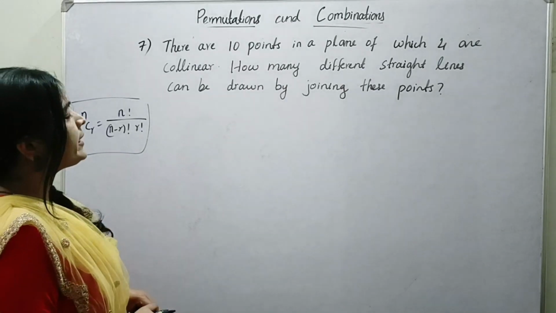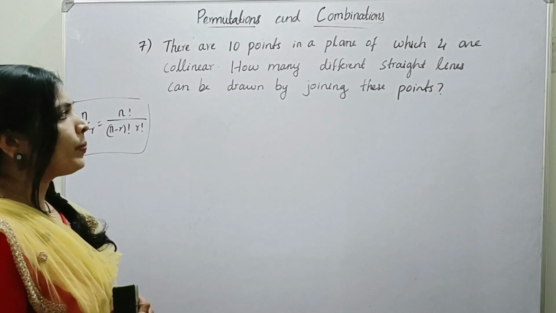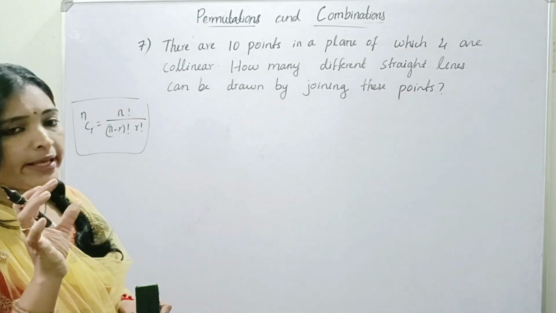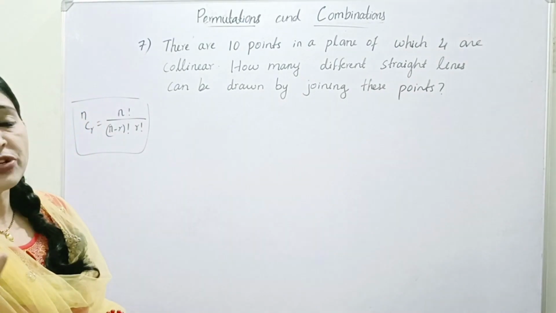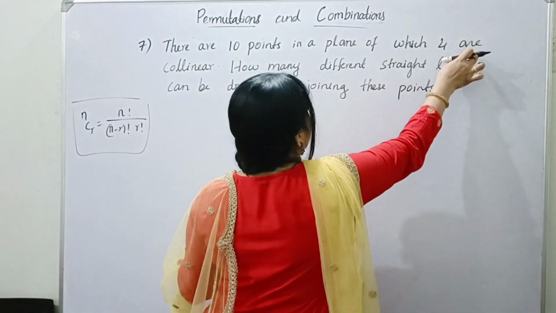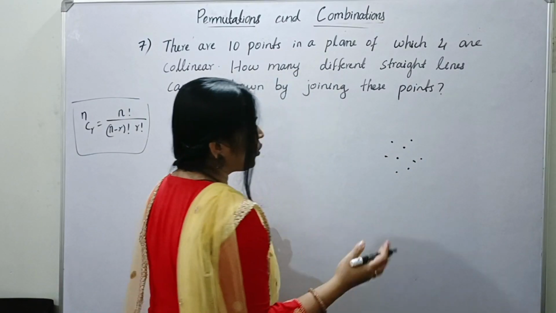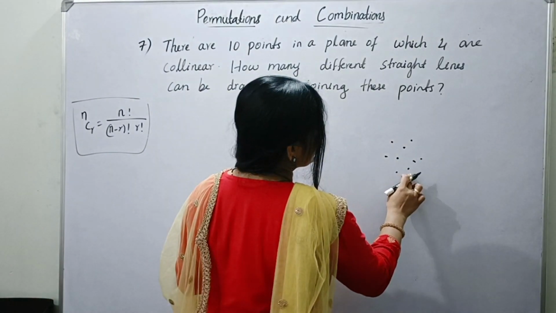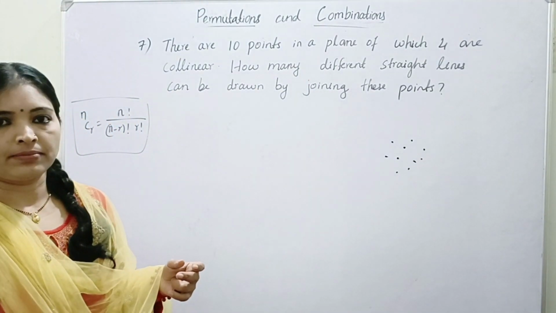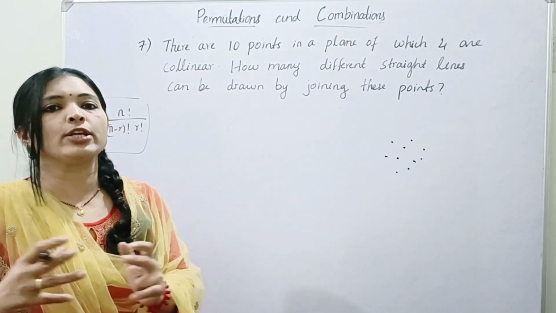Next question is, there are 10 points in a plane of which 4 are collinear. How many different straight lines can be drawn by joining these points? Suppose it is not given, so what is the answer? Directly we can write. There are 10 points, and we need 2 points for a straight line, right? Out of 10 points, we will select 2 points. So 10C2 is the answer.